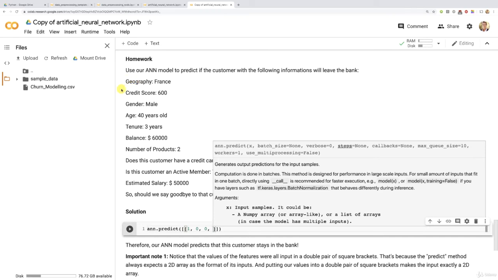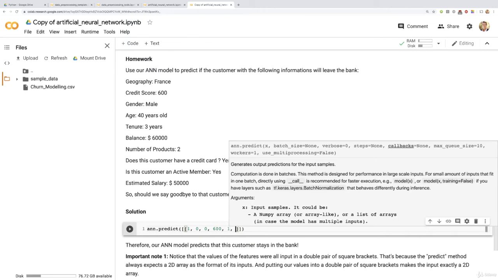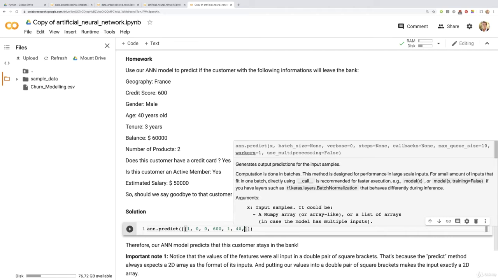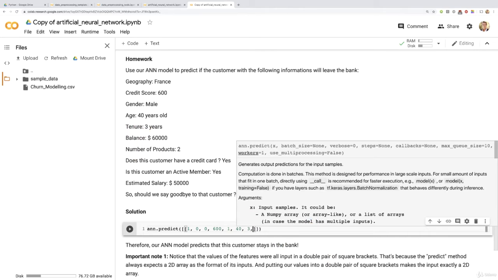All right, and then all the rest is easy. For the credit score, we will enter indeed 600. Then let's see the gender, male. So remember, male was encoded as 1 and female was encoded as 0. So here, in order to enter the male gender, we need to enter 1. All right, then 40 years old. Very simply, we enter 40. Then tenure, 3 years. We enter 3 here.